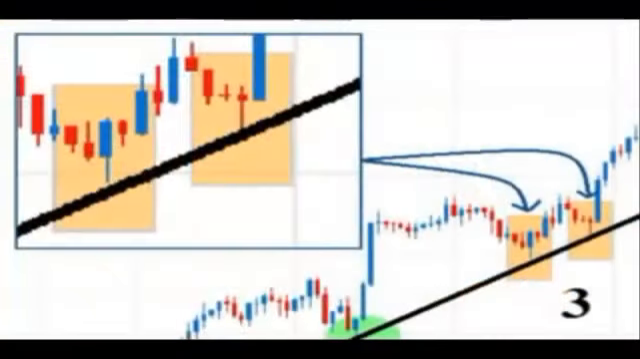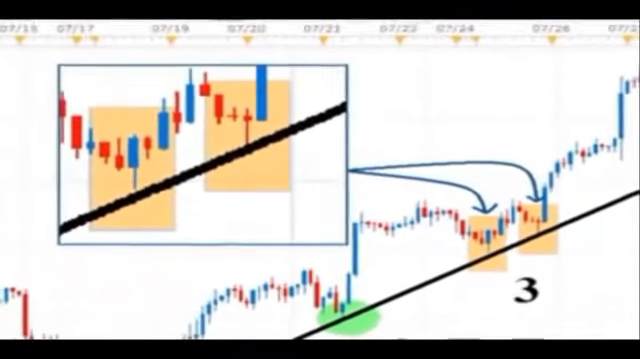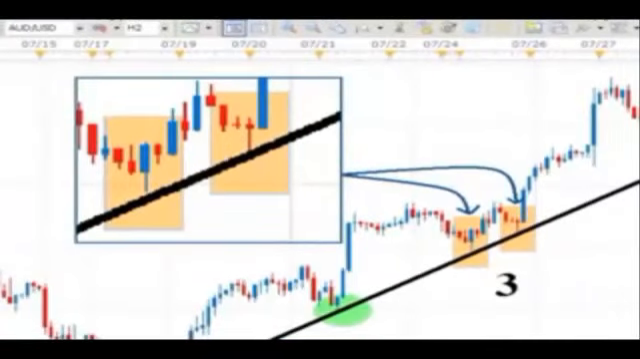And then again, if you happen to be on the second red candle, the stop would be just below this low, which would be below the black line. And then twice that distance to your stop would be your take profit level.